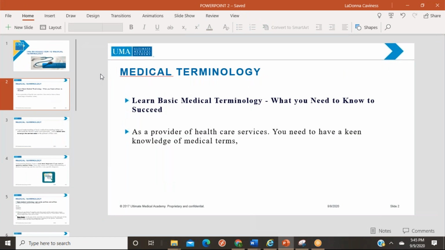So learning the basics of medical terms is all about pulling those terms together. When we look at word cards, we're talking about word roots, prefixes, suffixes, and combining vowels. As a provider of healthcare services, we need to have a keen knowledge of these medical terms, especially when working in different specialty groups, and we'll talk a little bit more about that later.